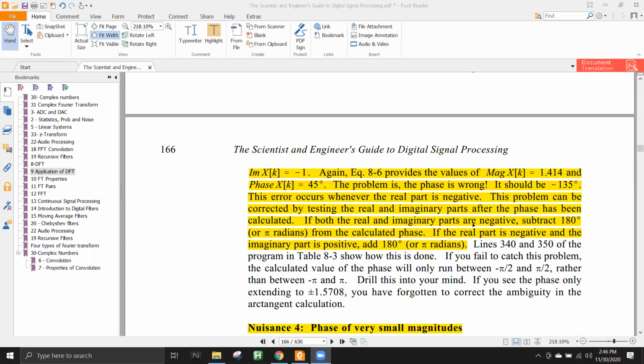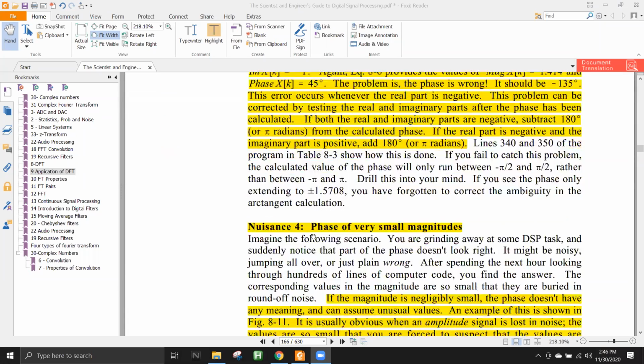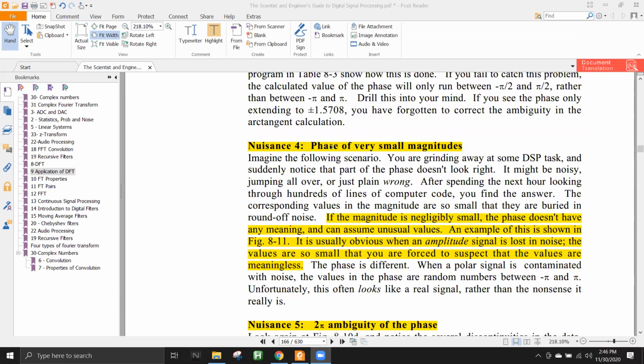Okay, in this way you can handle such cases, where the angle should fall in the actual quadrant, and I can just shift it to that quadrant. This was one such problem that happens in this kind of scenario. Then we have another problem, and this one is very important, because it may not be readily visible to us. This is called the phase of very small magnitudes.